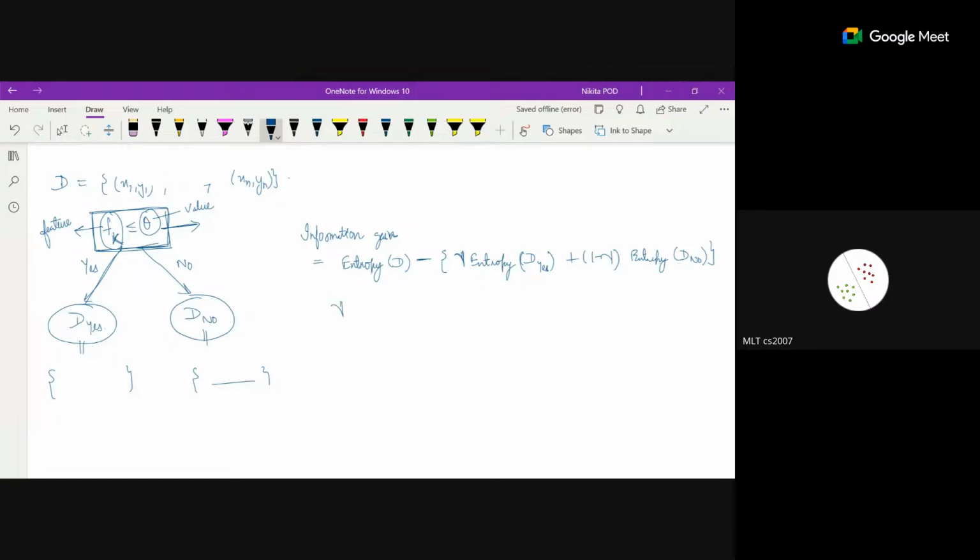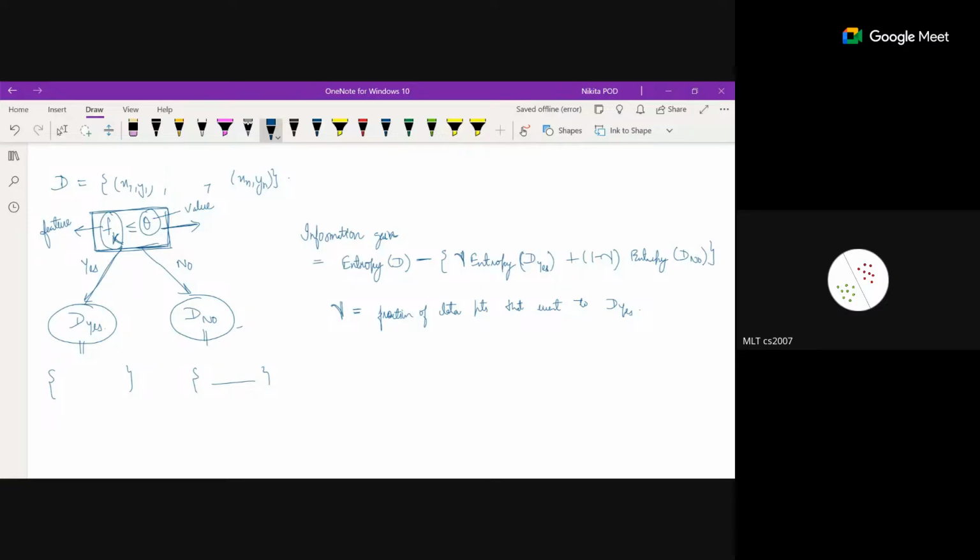The gamma that you see here is nothing but the fraction of points that went to the positive side, that went to Ds, and 1 minus gamma is basically the fraction of data points that went to D no. So similarly, 1 minus gamma will be the fraction of data points that went to D no. This is what gamma represents here.